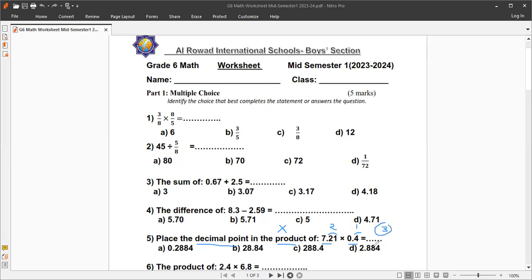So the answer should have 3 decimal places. Here we have 3 decimal places. So the answer is D. Next question.